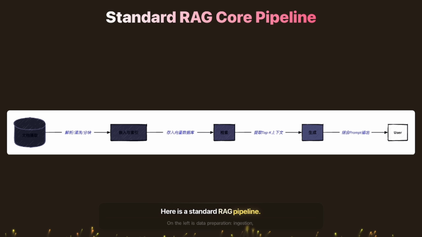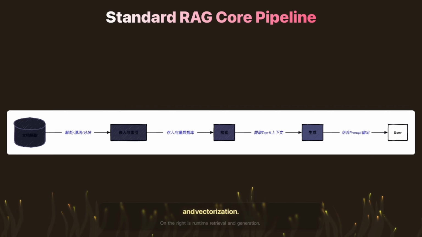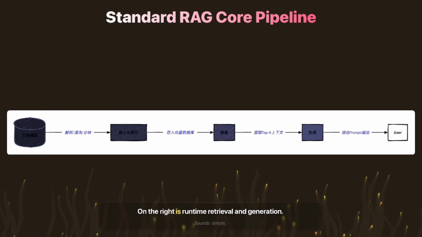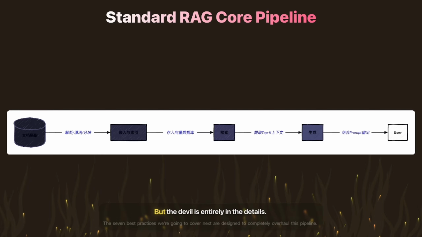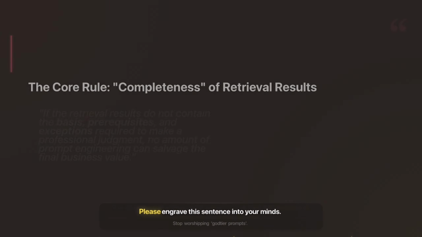Here is a standard RAG pipeline. On the left is data preparation: ingestion, chunking, and vectorization. On the right is runtime retrieval and generation. Sounds simple, right? But the devil is entirely in the details. The 7 best practices we're going to cover next are designed to completely overhaul this pipeline.